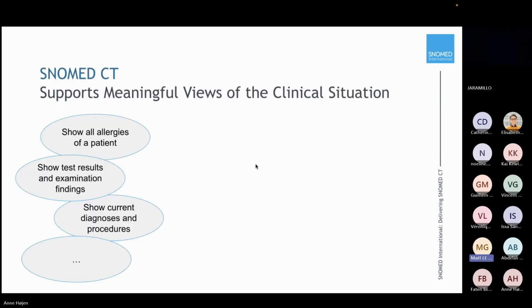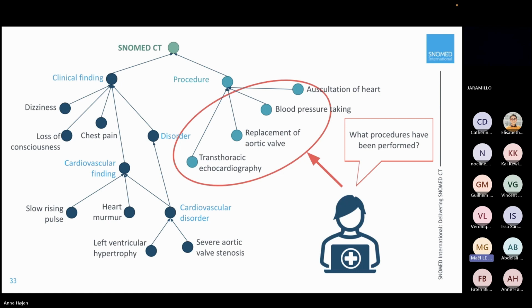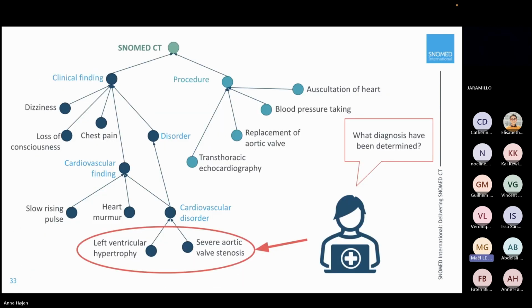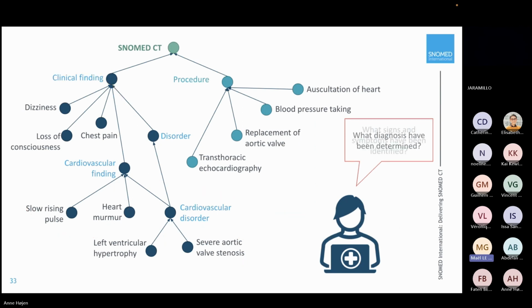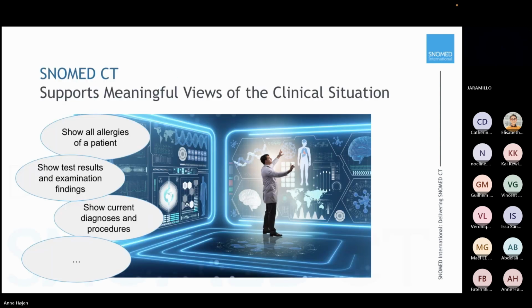So we have them all represented in SNOMED CT, and this makes it easy for the systems to say what procedures were performed, what diseases were found, and what findings were identified. So the systems will easily be in a position to create the overviews that will provide value for the clinicians to get an overview, for example, for a follow-up. This is what we mean when we say a meaningful view.